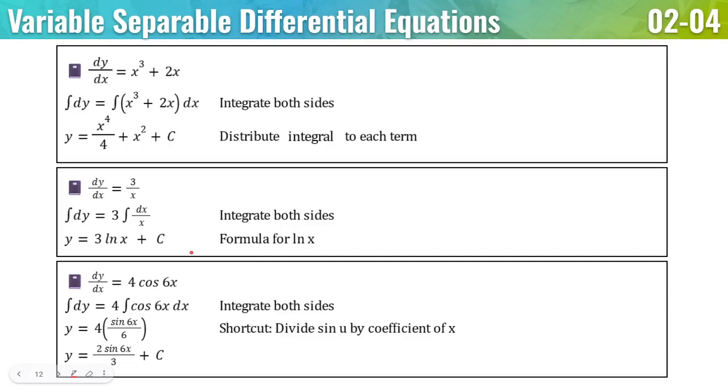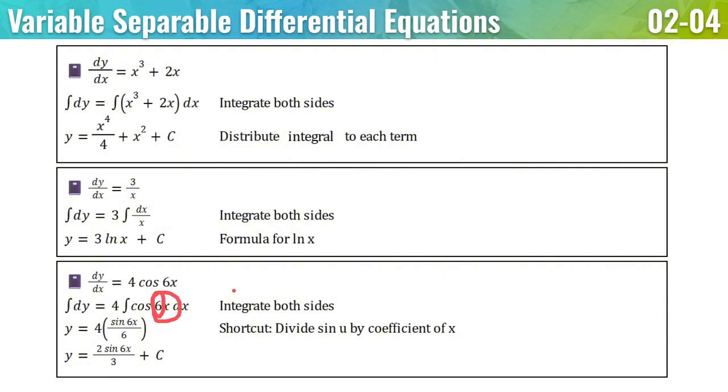Next, we have dy over dx is equal to 4 cosine 6x. So when you move dx to the other side, you're going to have this inside the integral. So note, first of all, cosine is going to result in positive sine for integration. So we have sine 6x. And recall that chain rule applies to what's inside. So inside the function cosine, we have 6x.